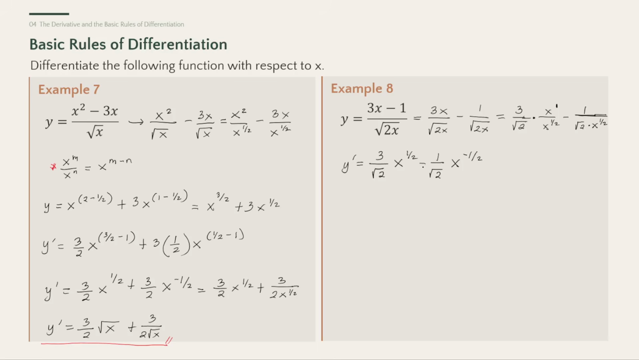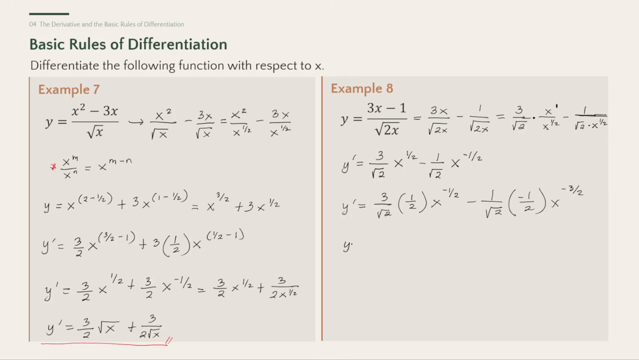Okay, now this one is solvable by the power rule. 3 over square root of 2 is constant. Then multiply by 1/2. x raised to 1/2, we subtract 1 from that. 1/2 minus 1 is negative 1/2. Then 1 over square root of 2, again, multiply by negative 1/2. Then we subtract 1 from negative 1/2. Negative 1/2 minus 1 is negative 3/2.